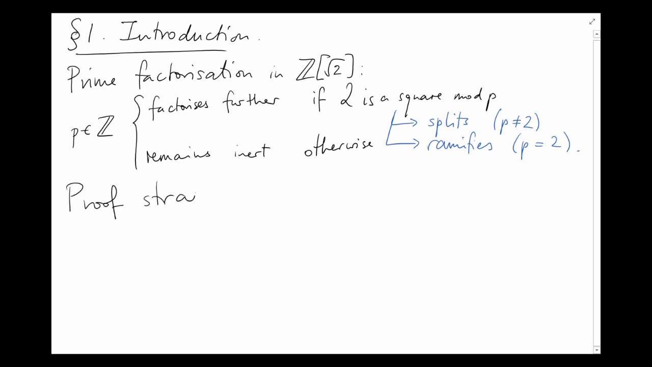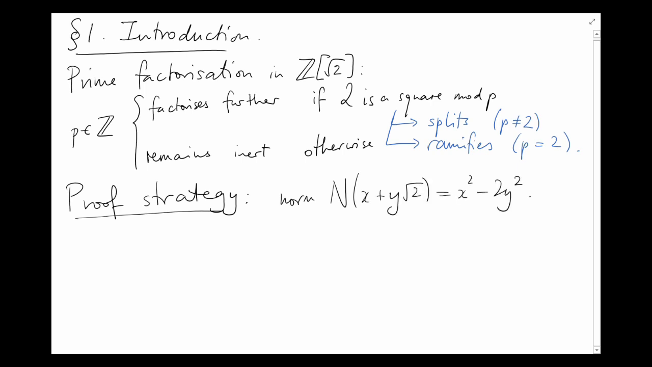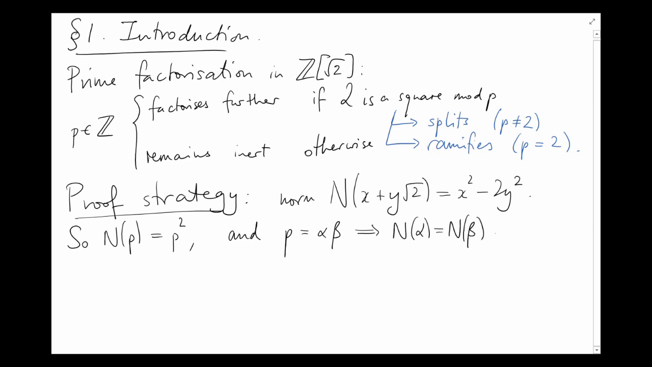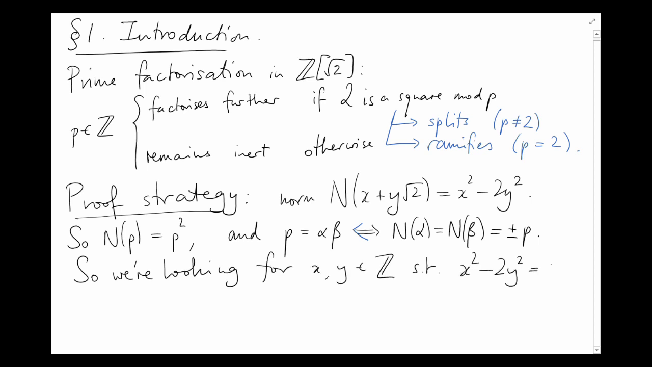Here's a summary of the strategy we took. The norm function in Z adjoin root 2 sends x plus y root 2 to x squared minus 2y squared. So the norm of p is p squared, and if p factorizes further non-trivially, say as alpha times beta, then alpha and beta both have norm plus or minus p, and conversely. In other words, we're looking for integers x and y such that x squared minus 2y squared equals plus or minus p. Then we set alpha as x plus y root 2, and beta is plus or minus x minus y root 2, according to whichever sign you need.